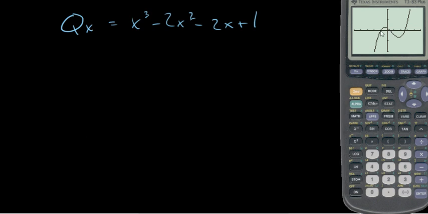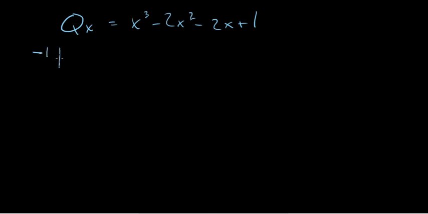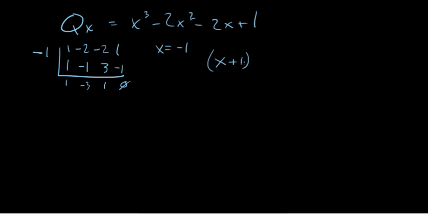I've got a solution here at negative 1, it looks like. So I'm going to use negative 1 with synthetic division. I got negative 1, and I got 1, negative 2, and 1. So bring the 1 down. Negative 1 times 1 is negative 1, negative 3. So that's a positive 3, which gives me 1, and negative 1, and 0. So negative 1 is a solution, which means x plus 1 is a factor.